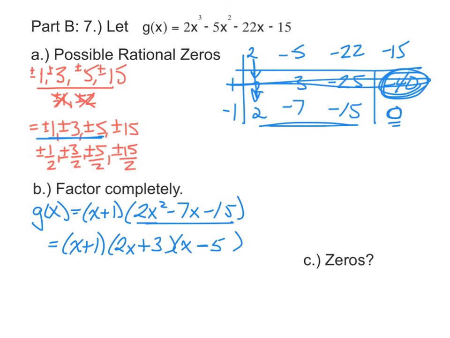Now, since we can't factor any of these binomials anymore, g of x is factored completely. And it's easy to identify the zeros because if x plus 1 equals 0, x would be negative 1. If 2x plus 3 equals 0, x would be negative 3 halves. And if x minus 5 equals 0, then x would be positive 5.